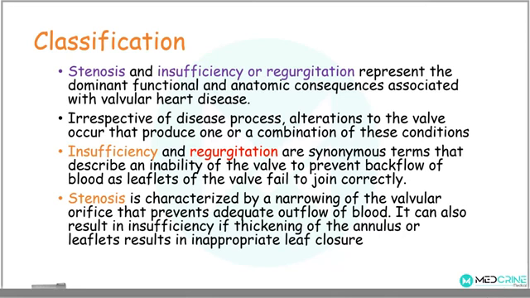Insufficiency and regurgitation are usually synonymous terms which describe an inability of the valve to prevent the backflow of blood as the valve leaflets fail to join correctly. On the other hand, stenosis is the narrowing of the valvular orifice that prevents adequate outflow of blood. It can result in insufficiency if thickening of the annulus or the leaflets results in inappropriate leaflet closure.